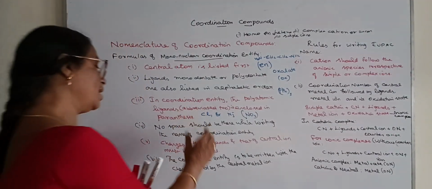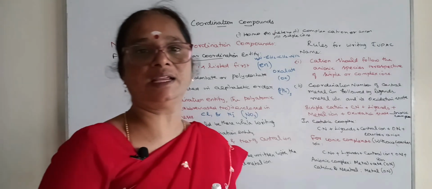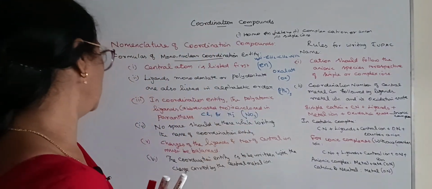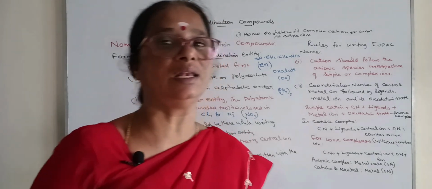Then the coordination entity is always written with the charge carried by the central metal ion if the ligand is a neutral ligand.